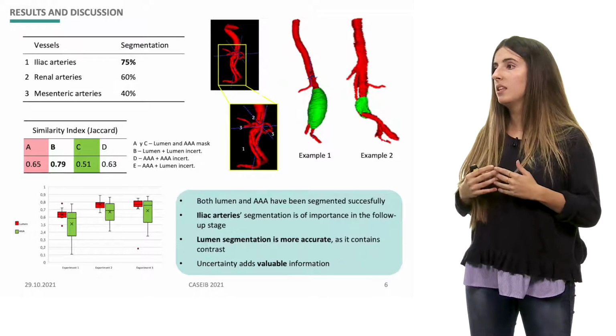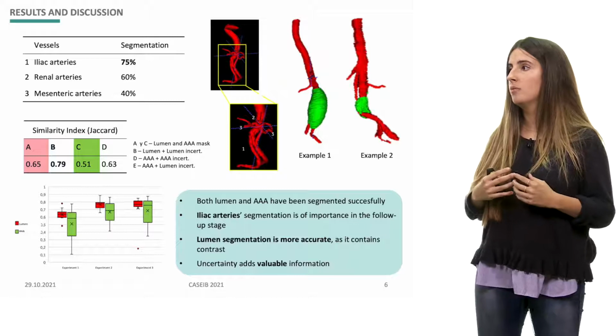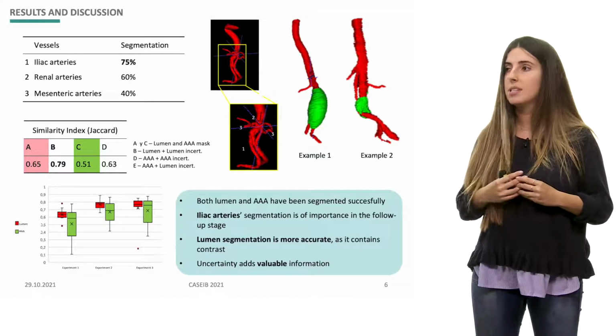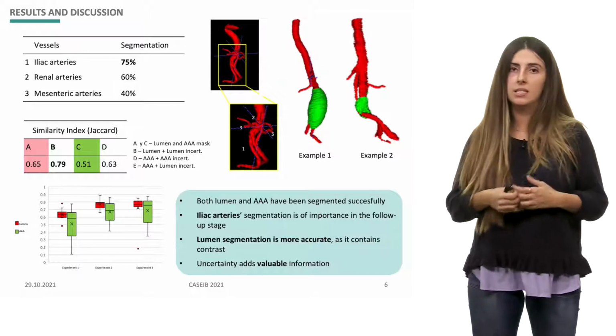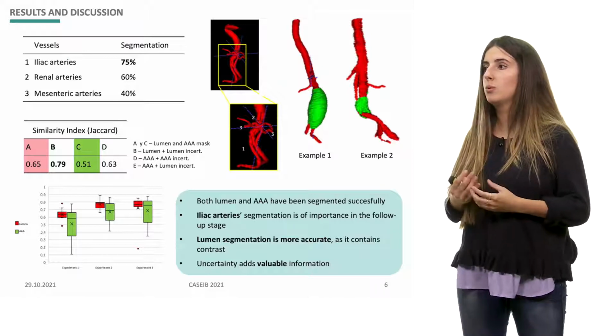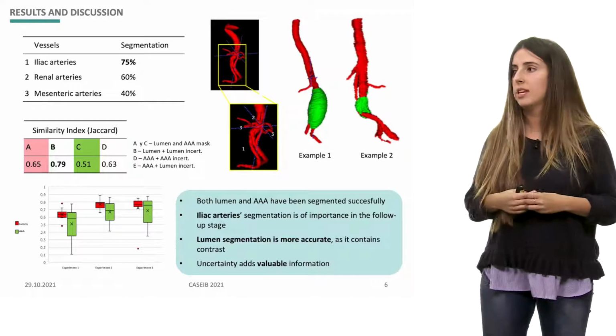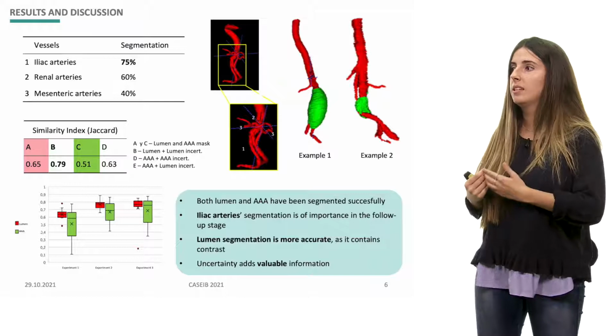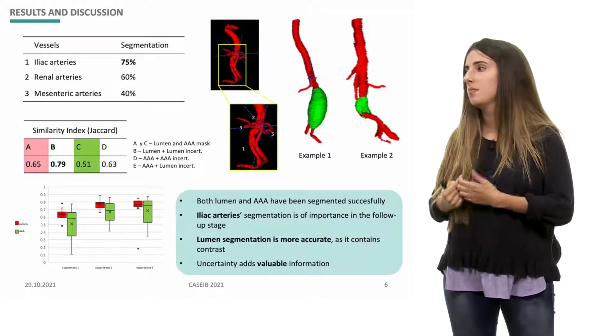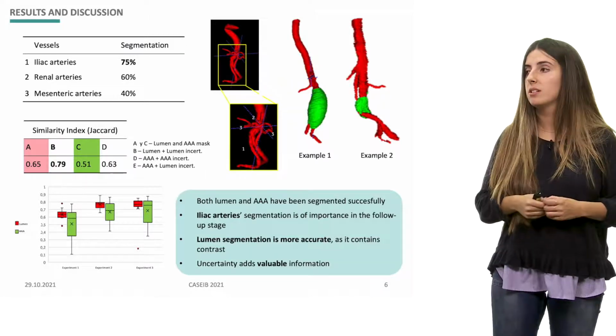Besides, regarding the differences observed in the segmentation volumes of lumen and aneurysms, in almost all of the experiments, the lumen structure has been more accurately segmented. This could be due to the contrast agent that the lumen contains. Finally, it is seen that the uncertainty region gave additional information to the training process, which improved the final results.